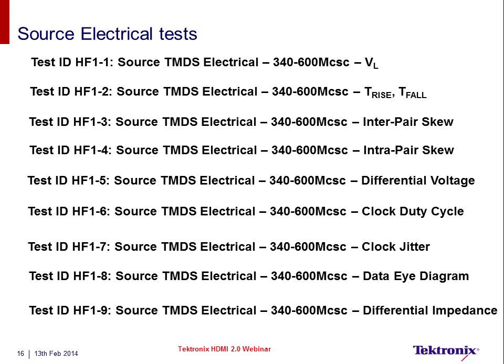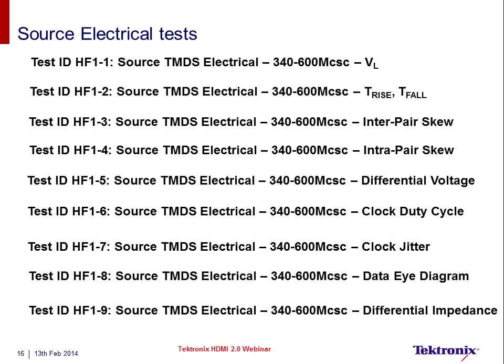Let's now focus on the source electrical tests. We have the VLOW test, which is very similar to what we did in HDMI 1.4b. The rise and fall time test is also very similar. Inter-pair skew test in HDMI 2.0 is also following the same methodology like in HDMI 1.4b. The intra-pair skew remains the same. As stated earlier, the differential voltage test HF1-5 is a new test added.